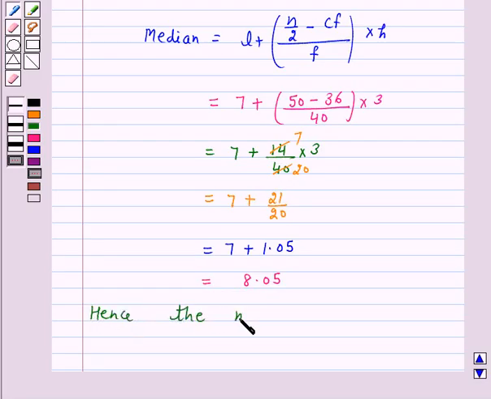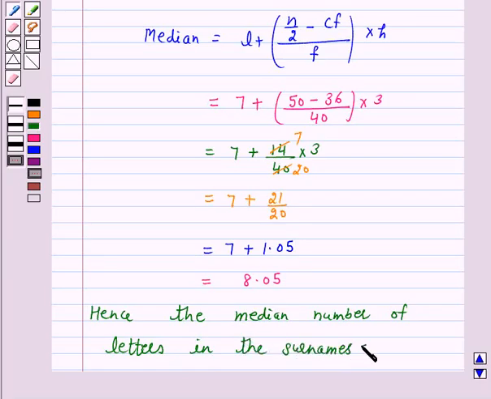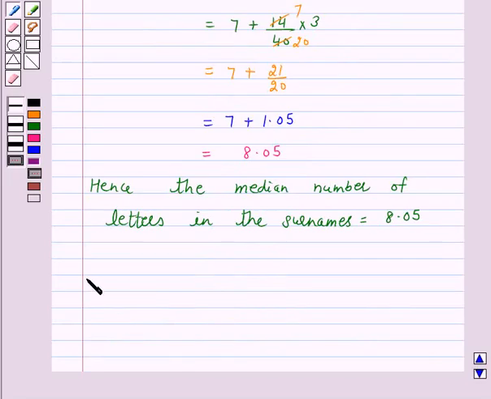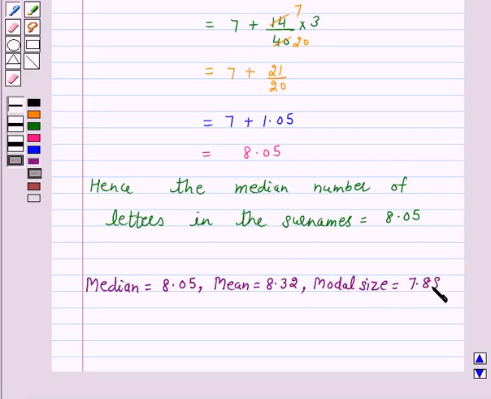Hence, the median number of letters in the surnames is equal to 8.05. Hence, answer for the above question is median is equal to 8.05, mean is equal to 8.32, and modal size is equal to 7.88.